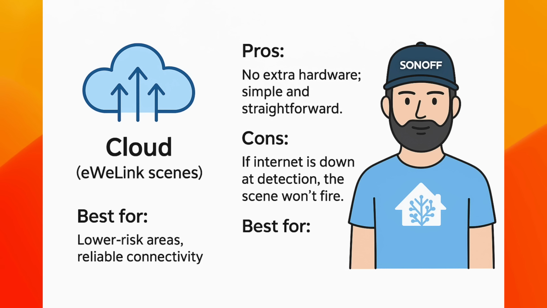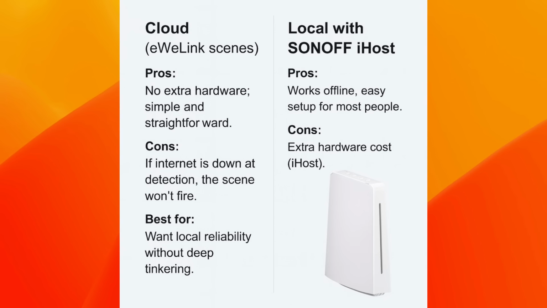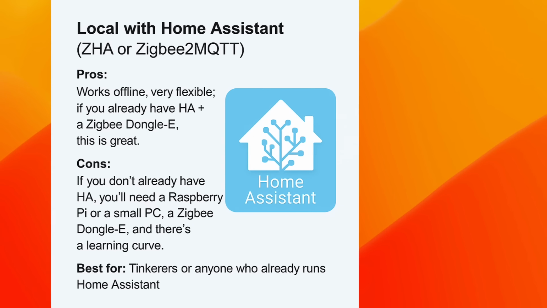Options, cost and setup. Cloud, eWeLink scenes. Pros: no extra hardware costs, simple and straightforward. Cons: if the internet goes down at detection, the scene won't fire. Best for lower risk areas with reliable connectivity. Go local with SONOFF iHost: works offline, easy setup for most people. Cons: extra cost. Best for those who want local reliability without deep tinkering.